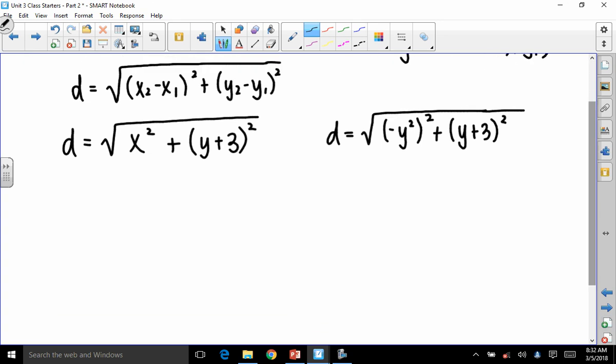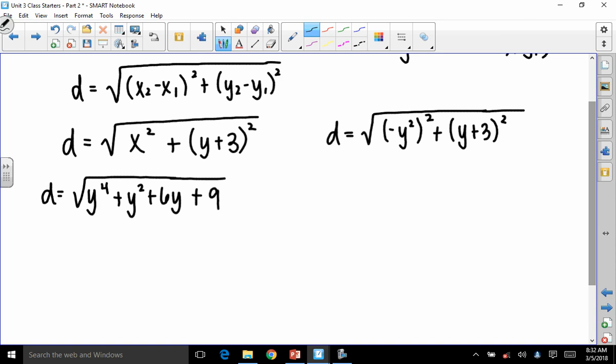So we probably want to simplify that sum before we try to find the derivative. What is negative y squared squared? Y to the fourth. And let's go ahead and expand out that binomial so that life's easier when we go to find the derivative. What do you get if you expand that out? y squared plus 6y plus 9.